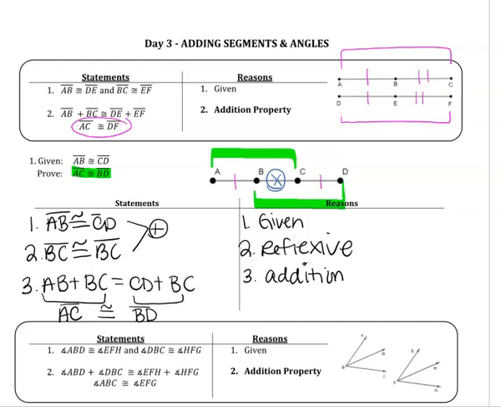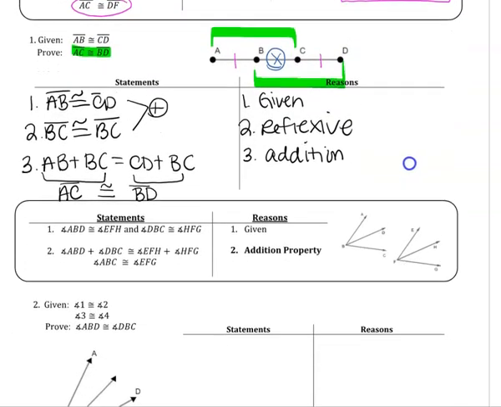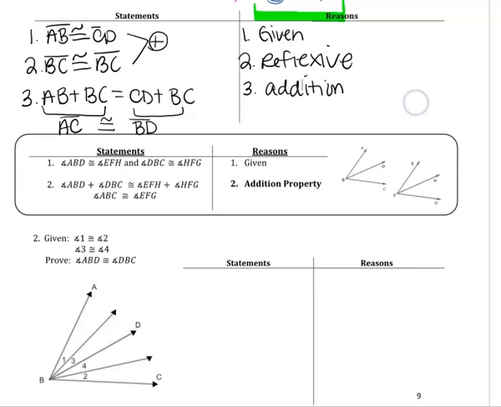Now, just like how we can add segments together, we can also add angles. So coming on down to our next example, if I have that ABD is congruent to EFH and DBC is congruent to HFG, then it must be true that these two angles added together are congruent to these two added angles together. The whole is equal to the sum of its parts, so these two wholes would be equal if their parts are equal.